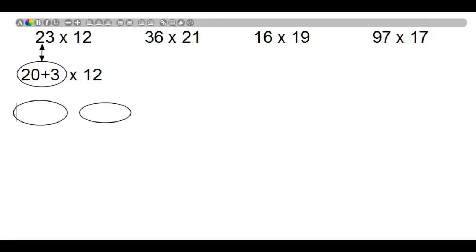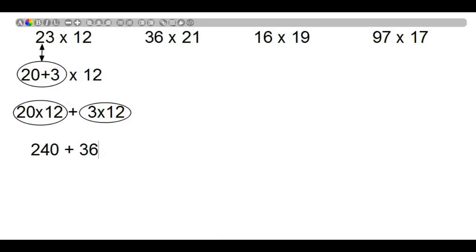Now if we try to look at it, it's like 12 taken 20 times and 12 taken 3 times. That means instead of taking 12 23 times, what we do here is first take it 20 times and then take it 3 more times. So 12 when we take 20 times, we get 240. Why? Because 12 into 2 is 24. So 12 into 20 will be 240. So this product here will be equal to 240.